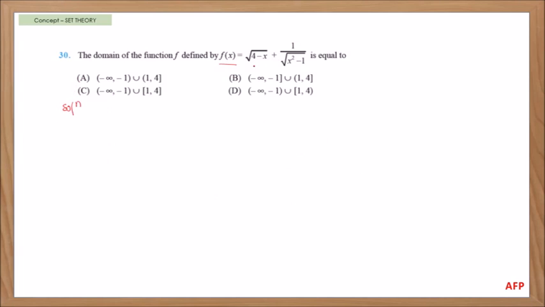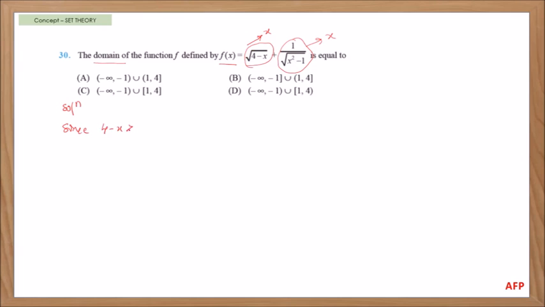So f of x is given by two terms. We have to find the domain of the given function. For the first term we will find the x values for which this term exists, and for the second term also we will find the x for which the term exists, and we will take the intersection of it. As we all know, under a square root the expression has to be greater than or equal to 0, only then the square root is defined.